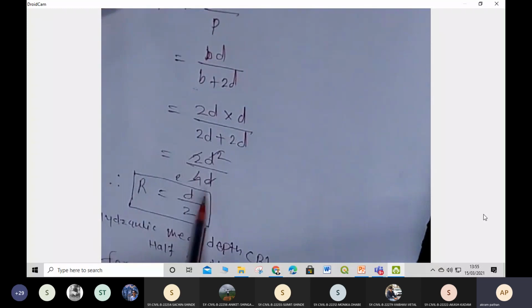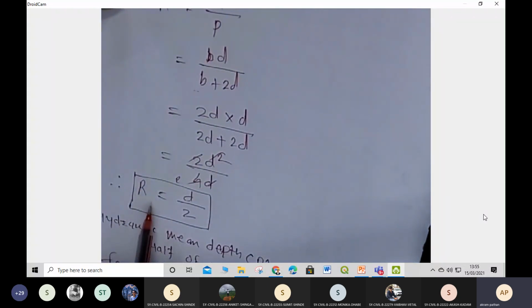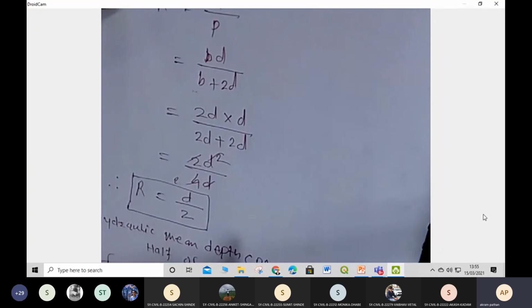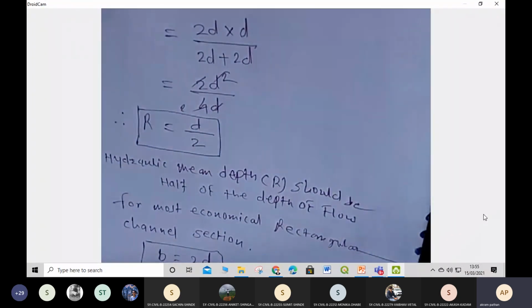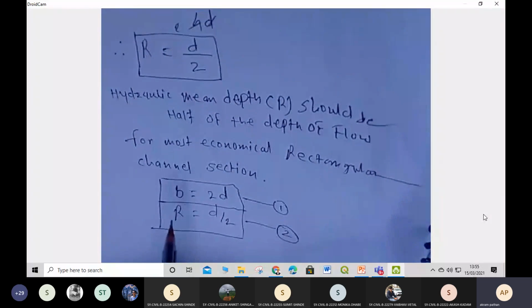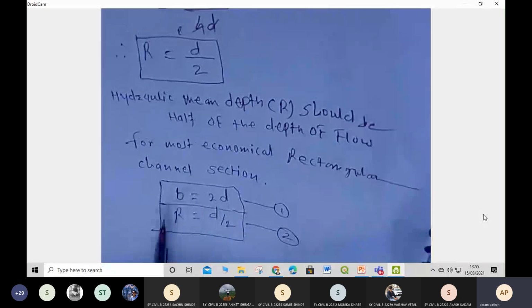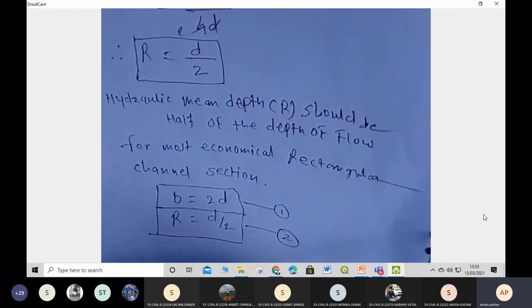After this I will get 2D square divided by 4D, and after simplifying the above equation, I will get R is equal to D by 2. So what is the meaning of this? Hydraulic mean depth should be half of the depth of flow. So this is the case for the most economical rectangular channel section, that is, the width should be equal to twice the depth of flow, and hydraulic mean depth R is equal to half of the depth of flow.